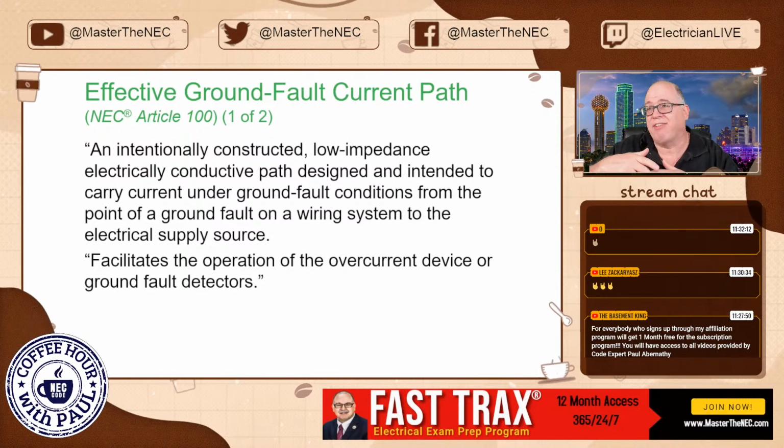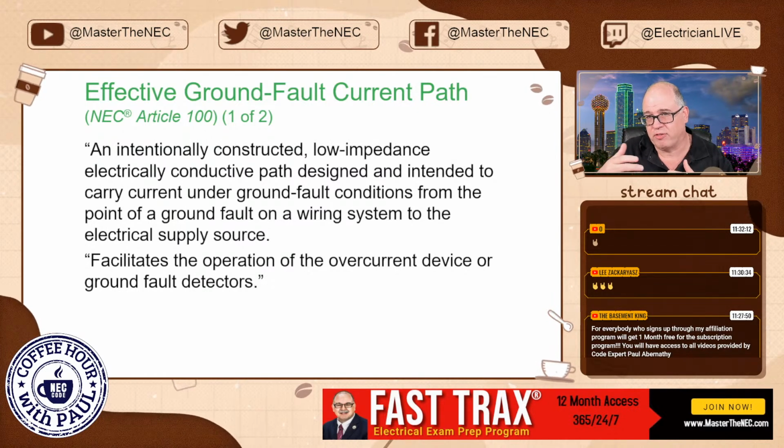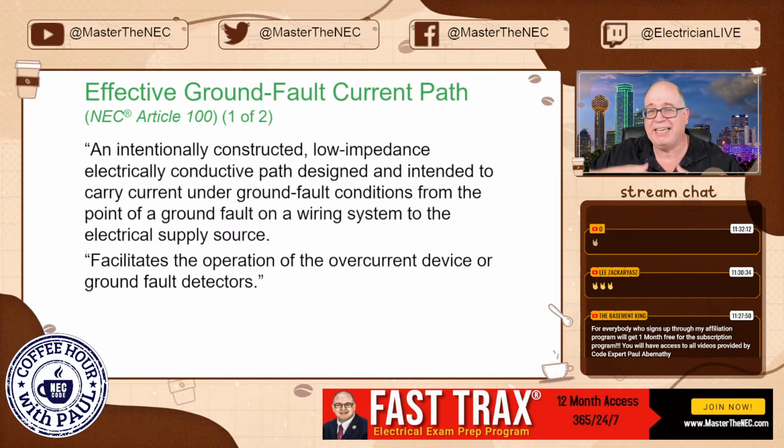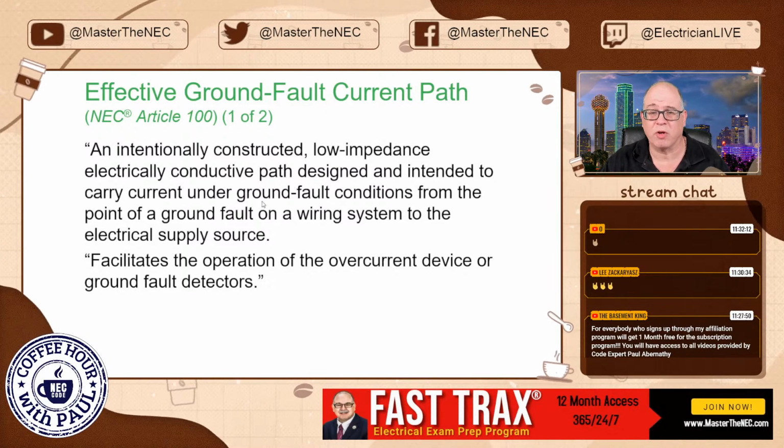But in a short circuit condition, we're not going to have it trip right away on an ungrounded system. We're going to give ourselves time to get it in a safe position, okay? Interesting, ungrounded systems are quite interesting.